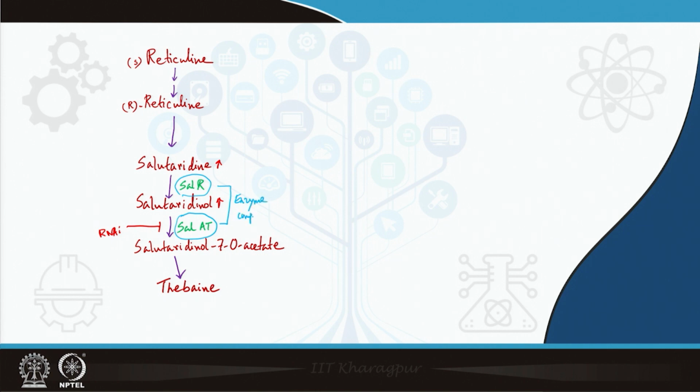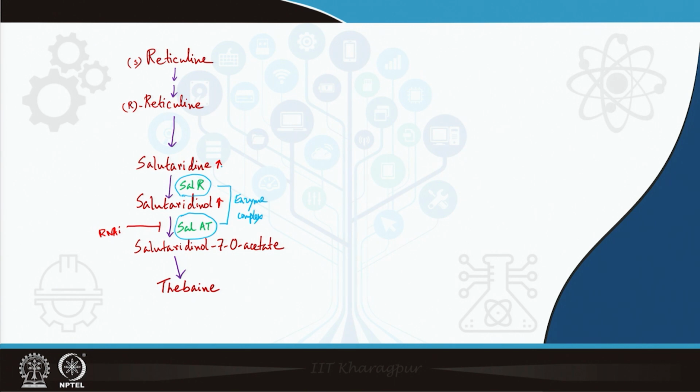This is what is called a metabolon complex. That is, if one is affected, that will affect the other one as well. So that means when SAL-AT function is impaired, that will affect the SAL-R function, and that is why salutaridine is getting accumulated in an enhanced amount.